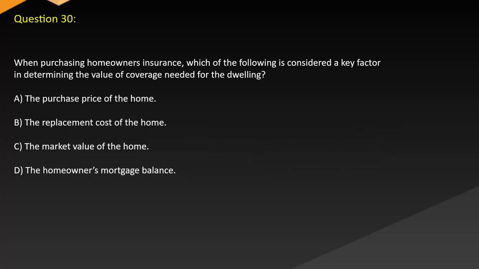Question 30. When purchasing homeowners insurance, which of the following is considered a key factor in determining the value of coverage needed for the dwelling? A. The purchase price of the home. B. The replacement cost of the home. C. The market value of the home. D. The homeowner's mortgage balance.